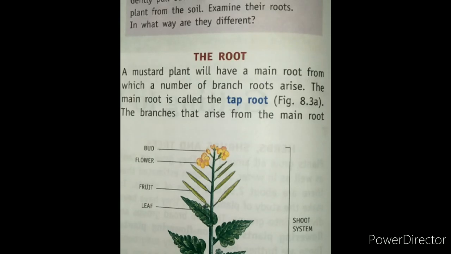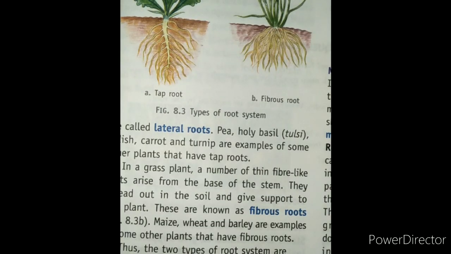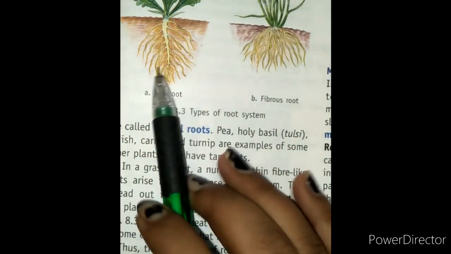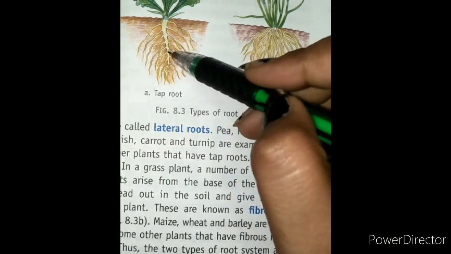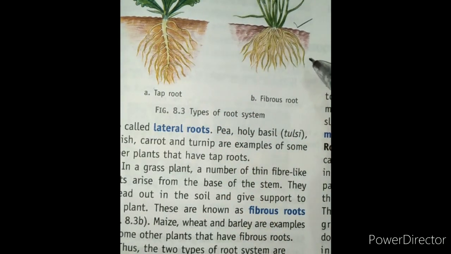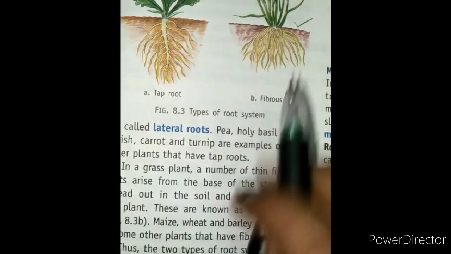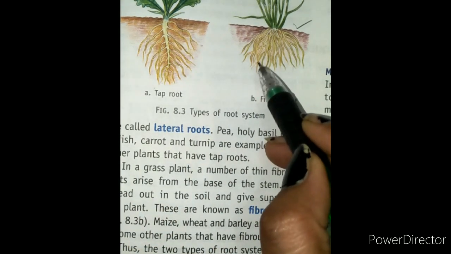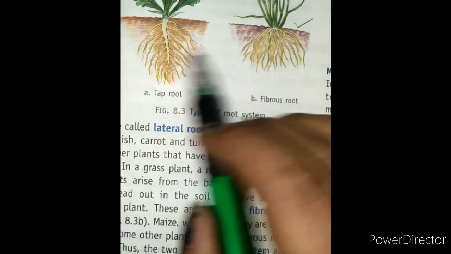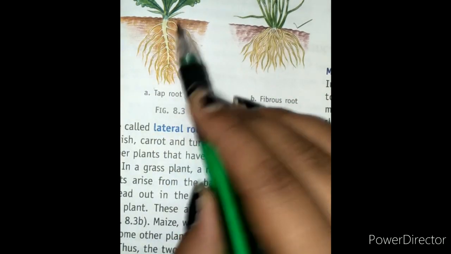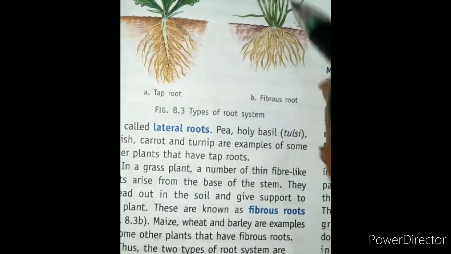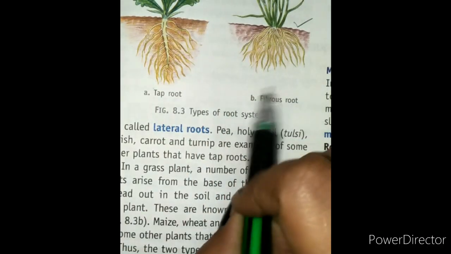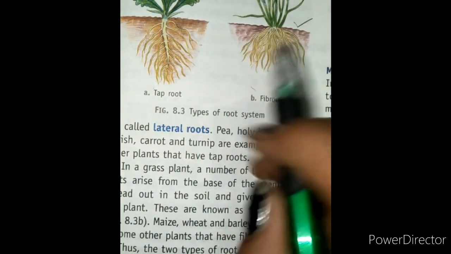Okay, next we have the root. So we have two main types of roots: fibrous root and taproot. Look at these pictures carefully. Taproot has this main root, and next we have some lateral roots. Got it? And next we have fibrous roots. In the fibrous roots, there is no main root, which means all are main in themselves, right? So this is the basic difference. In taproot, only one main root is there, and the others are lateral roots. And fibrous roots don't have any main root, all are main in themselves, right?